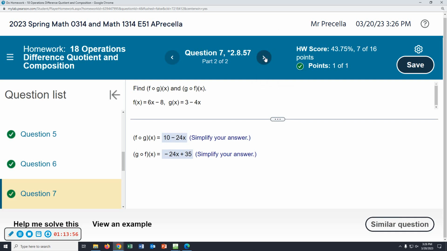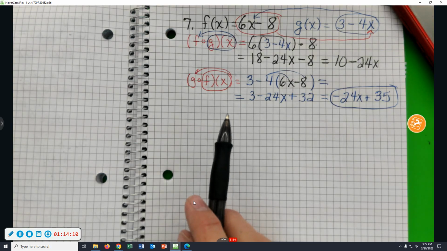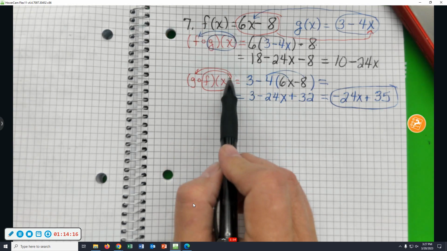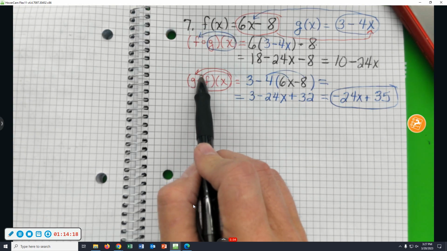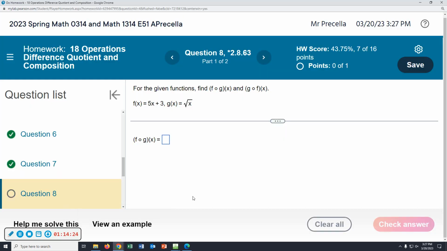Let me see. I think number 8 might be a better example to show the pattern on these. Any questions here on number 7 before we go on? You'll see what we're doing. You plug g into f. Plug f into g. Number 8, we have f of x equals 5x plus 3, and g of x is just the square root of x.